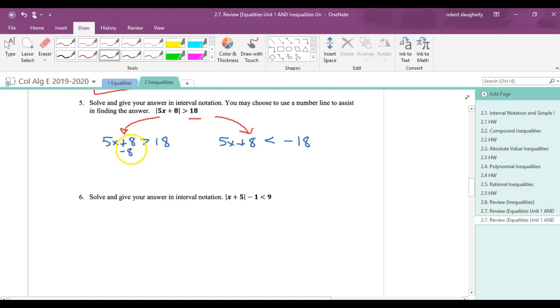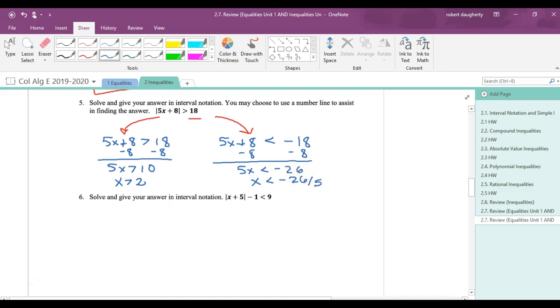Now I just solve this by subtracting 8 from both sides. I get 5x is greater than 10. Divide both sides by 5, x is greater than 2. Over here, subtract 8 from both sides, and I get 5x is less than minus 26. x is less than minus 26 over 5.